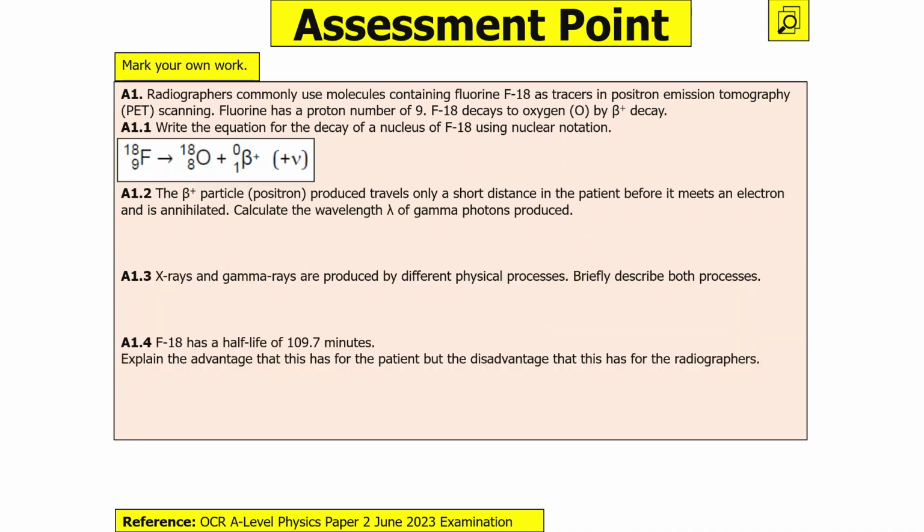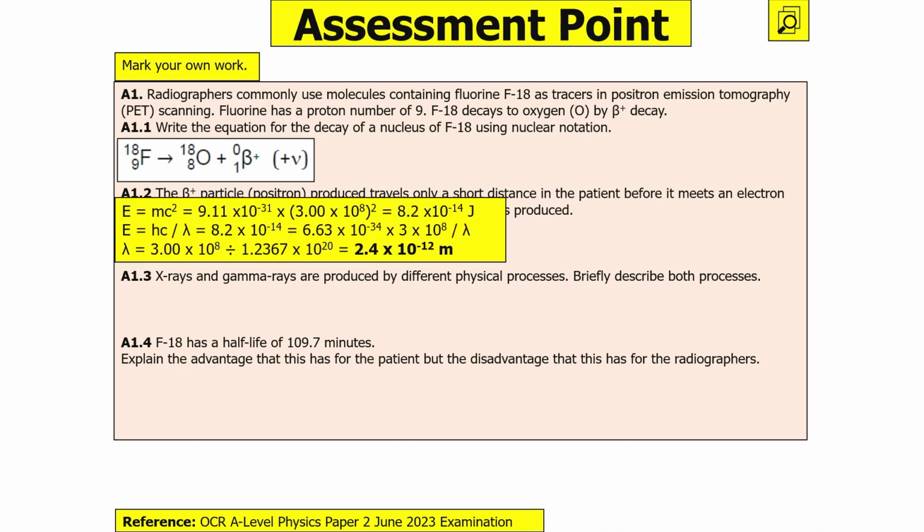Right, in our answer we can say that fluorine will turn to oxygen plus a beta plus particle plus our neutrino. Now we know E equals mc squared, so you get 8.2 times 10 to the minus 14 joules. We know E equals hc over lambda, so therefore we can pop in the values. We get lambda out to be 2.4 times 10 to the minus 12 meters.